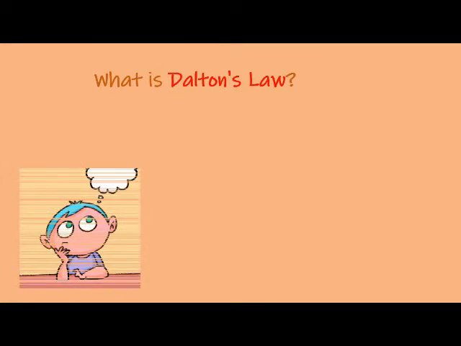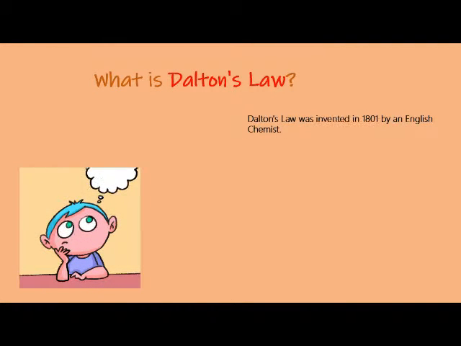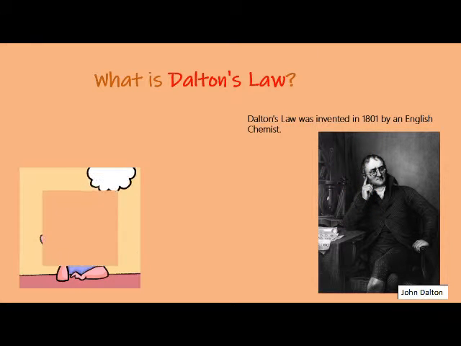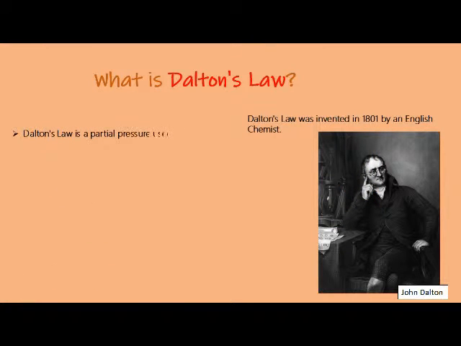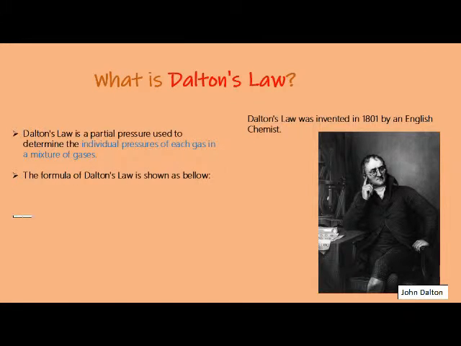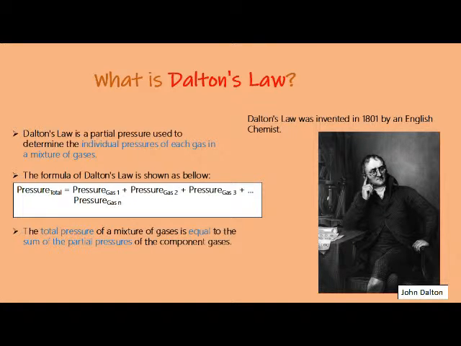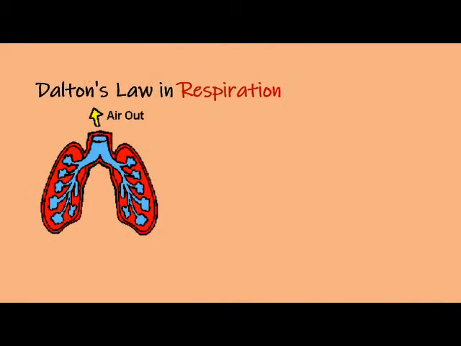What is Dalton's law? Dalton's law was invented in 1801 by an English chemist known as John Dalton. It is a partial pressure law used to determine the individual pressures of each gas in a mixture of gases. The formula is shown as below. The total pressure of a mixture of gases is equal to the sum of the partial pressures of the component gases.